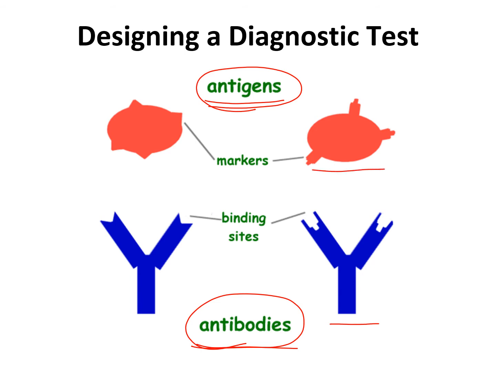So all of these tests I'm going to talk about involve antibodies binding to antigen. But you have to keep in mind, what is the test detecting? Is it detecting the antigen? Then that means the antibody has to be in the test kit. Or is it determining the presence of the antibody? If so, then the antigen has to be in the test kit. For most of these tests, I will be talking about identifying antigen. So in the test kit, you have to produce antibodies that will recognize the antigen in the patient's sample.